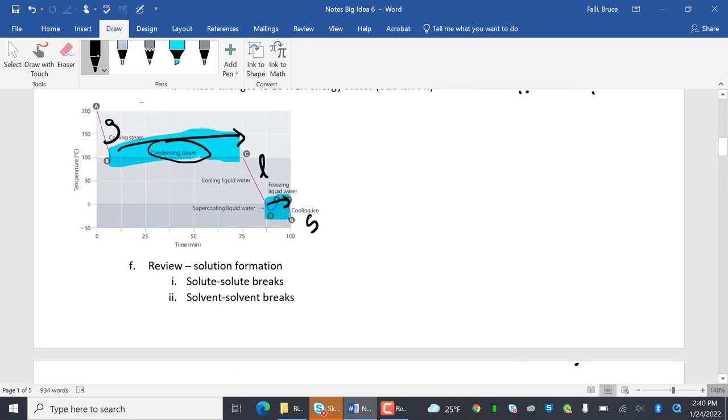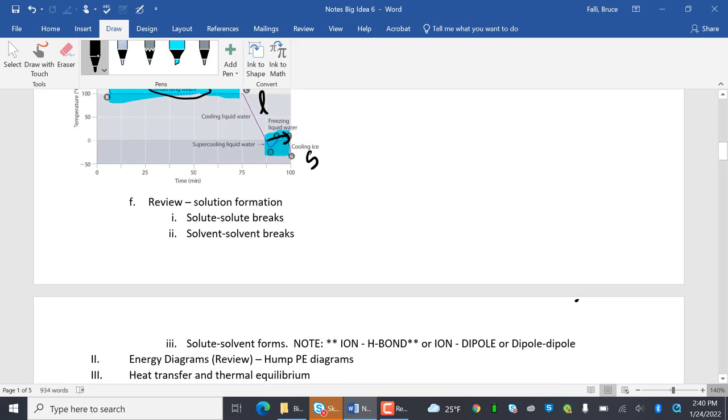All right, so review, solution formation is in here too. So solute-solute breaks, solvent-solvent breaks, solute-solvent forms. Okay, so we've done this before. This is on the test.